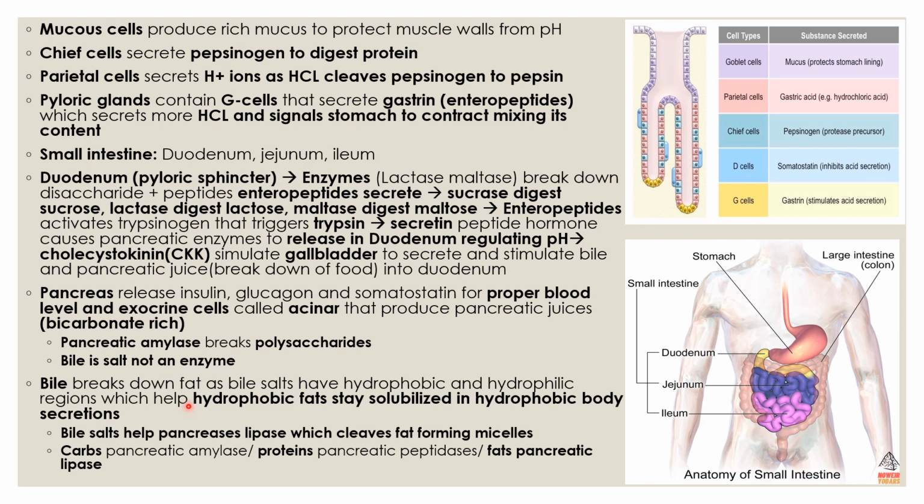So bile breaks down fat, as bile salts have hydrophobic and hydrophilic regions, which help hydrophobic fats stay solubilized in the hydrophobic body secretions. Bile salts help the pancreas lipase, which cleaves fat, forming monoglycerides. Carbs.